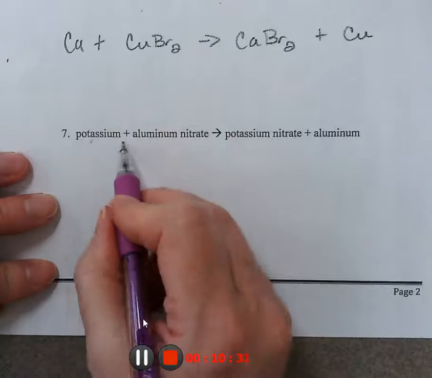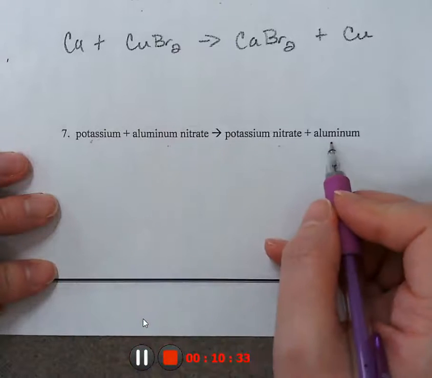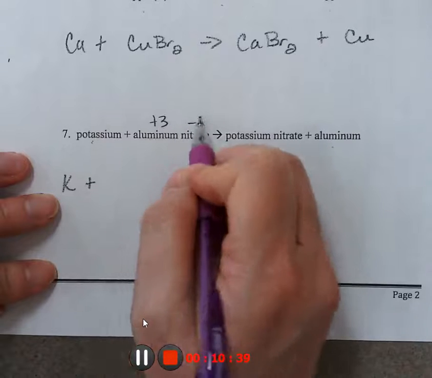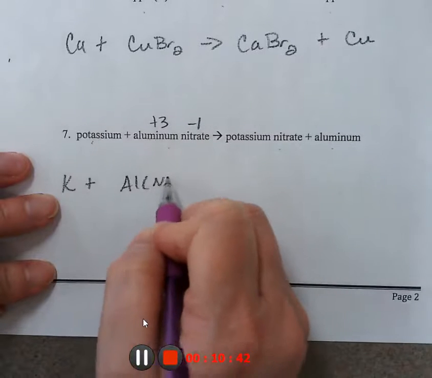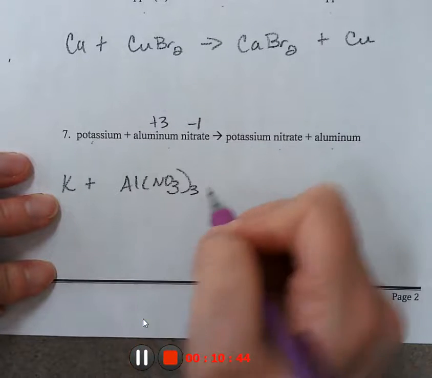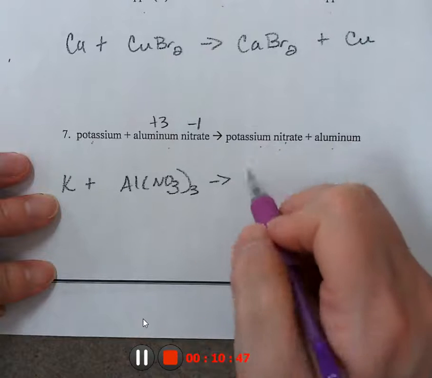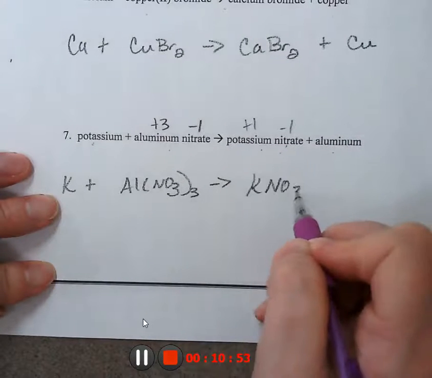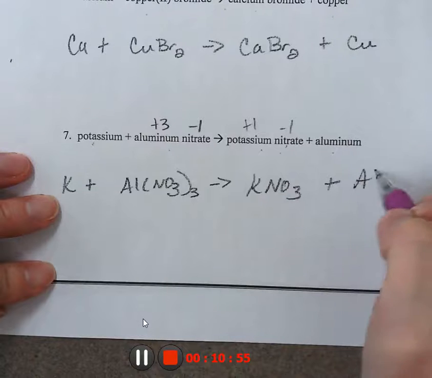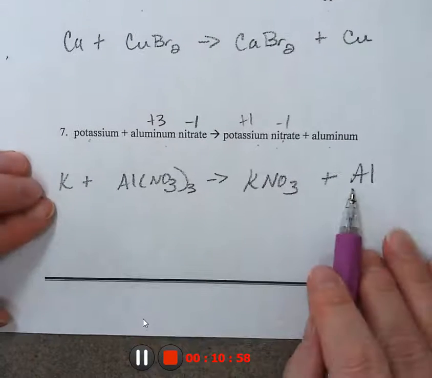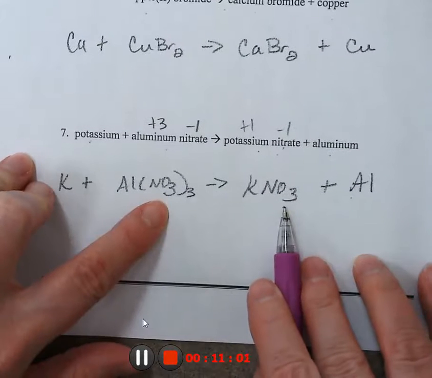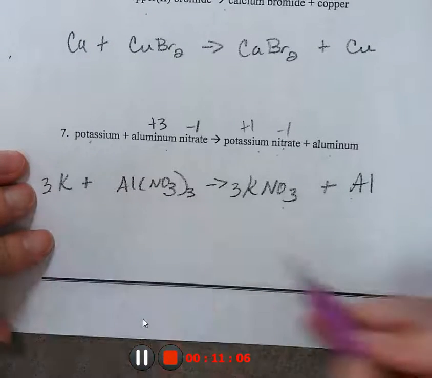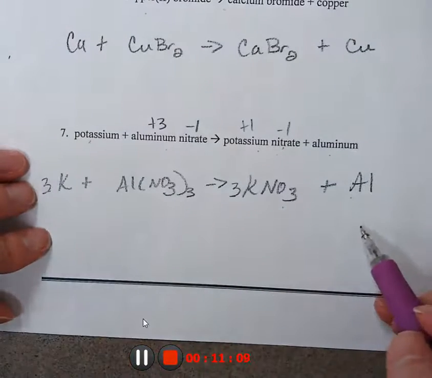All right, potassium reacted with aluminum nitrate to make potassium nitrate and aluminum. Aluminum nitrate. Potassium nitrate. And aluminum. Okay. Metals are balanced, but the polyatomic ion nitrate is not. So I need 3 here. That makes that 3 here. And now we have a balanced equation.